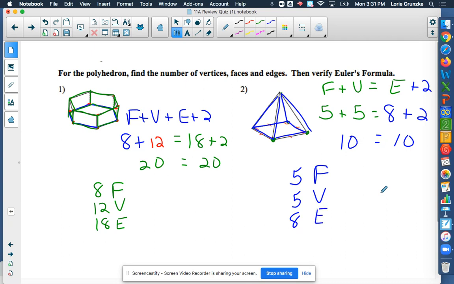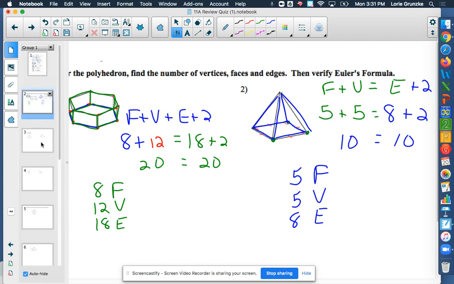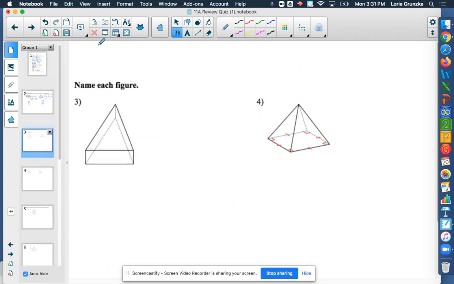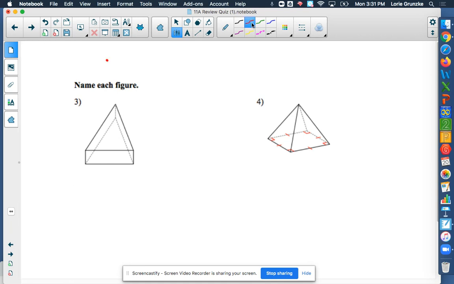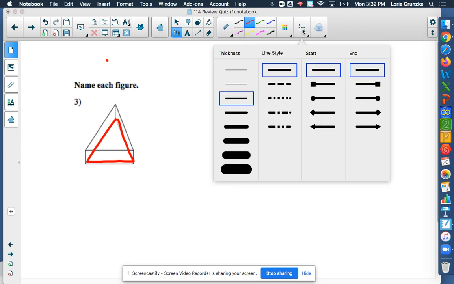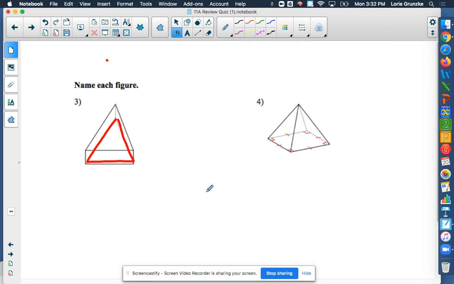Okay, the next 4, you have to name the shape. You look at the base. That's the first name. The second name is either prism or pyramid. So this first one. Hopefully you see the base is the non-rectangle. So see that shape right there? That's the base. That's a triangle. So the base is a triangle. It goes straight up, so it's a prism. So it's a triangular prism.